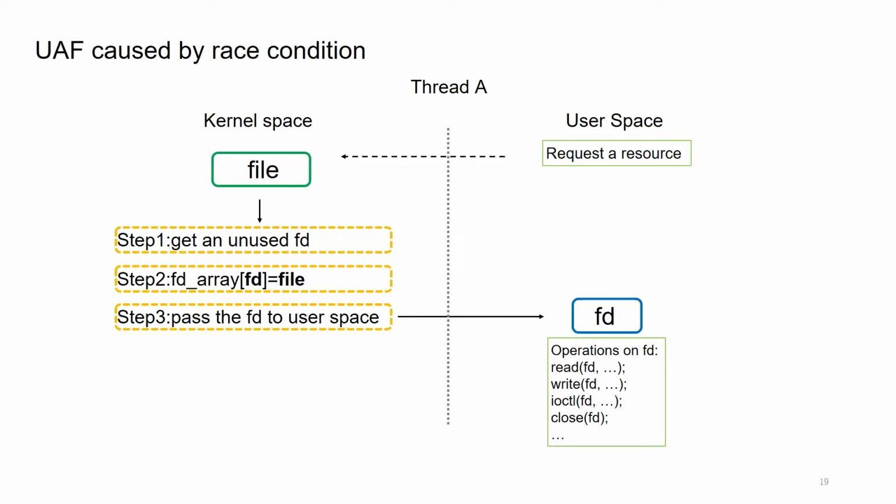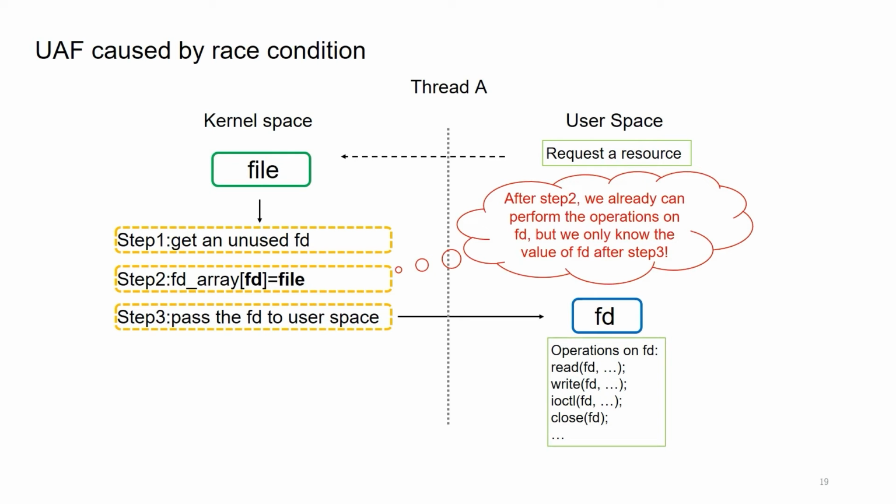We know the FD export operation is done in 3 steps. Actually, we already have the ability to perform operations on the FD right after step 2, because the FD has been associated with a valid file object in step 2. However, we can only perform operations on the FD after step 3 because we only know the value of the FD after step 3.